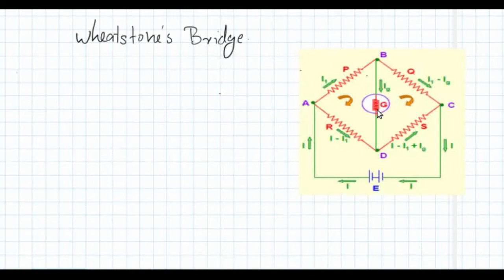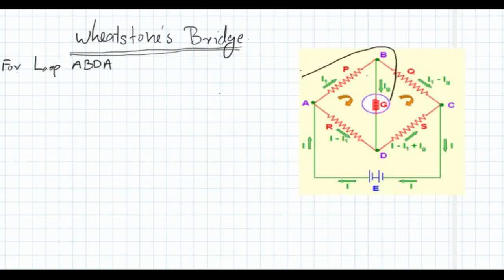So here A, B, D, A is one loop, then B, C, D, A is a second loop, then A, B, C, D, A is a third loop, then A, D, C, E, A is a fourth loop. So we can construct many loops, or discover more and more loops if we analyze this circuit more closely. Now, for the time being, we are taking only two loops. The first loop is A, B, D, A. So for the loop A, B, D, A, we are going to apply Kirchhoff's law.